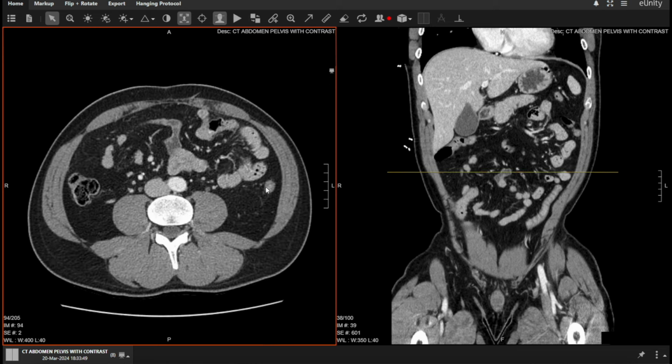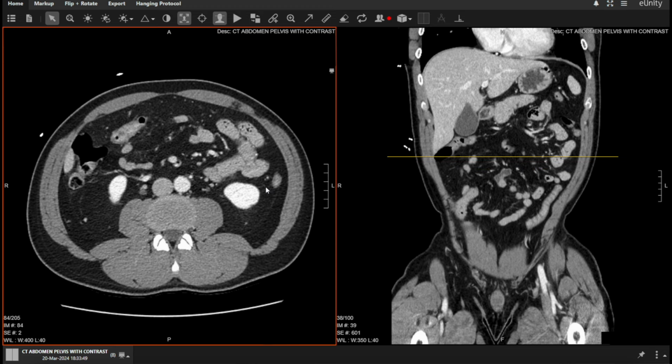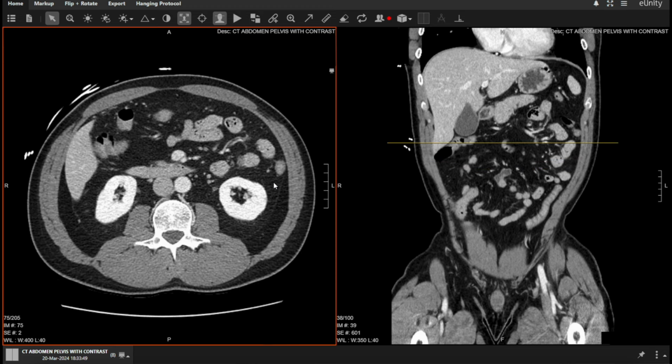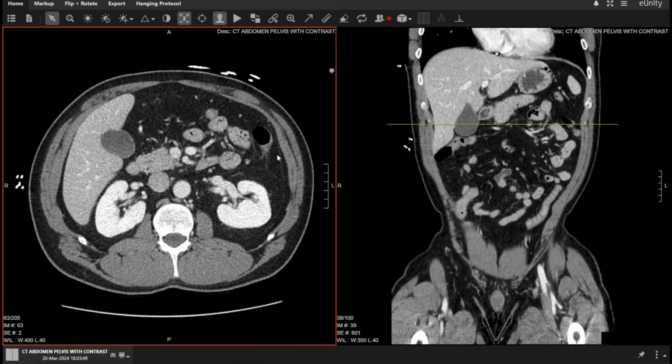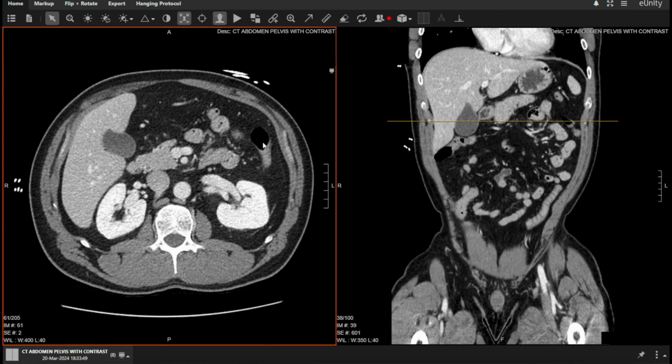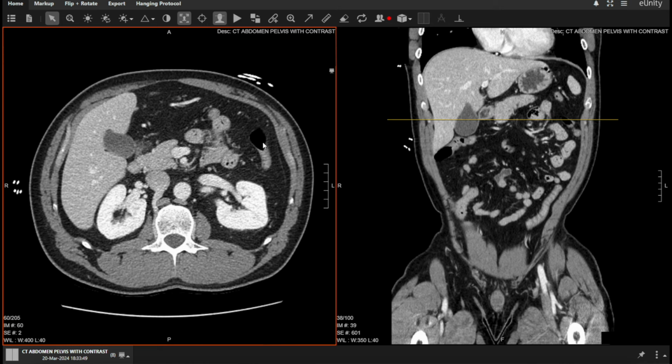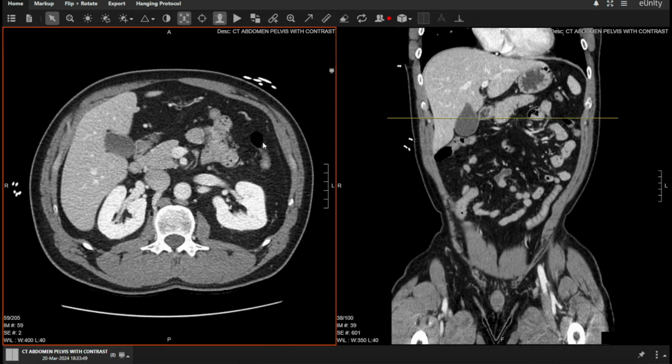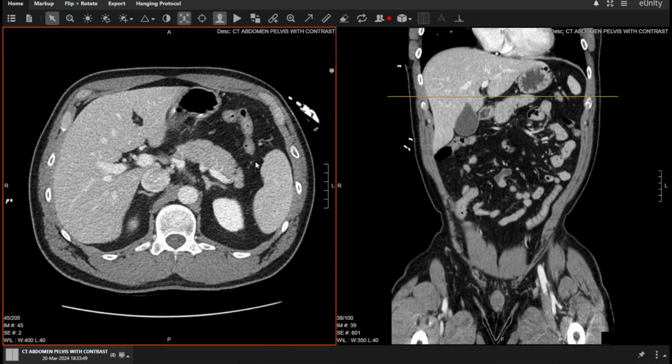So let's follow up now the descending colon. We're going backwards through the colon, and now we're starting to move across. Here, this is the beginning of the transverse colon. The transverse colon has no retroperitoneal components. It is all intraperitoneal. And so the best way to follow the transverse colon is to kind of slide your cursors back and forth and see if you can follow it.